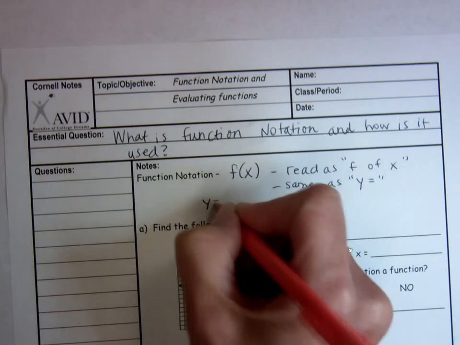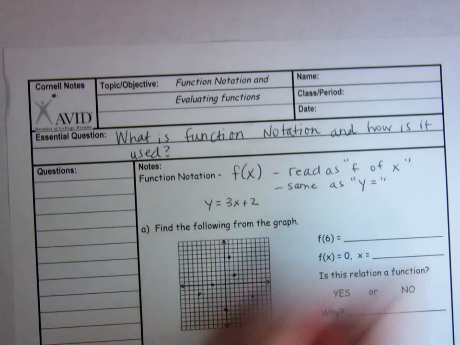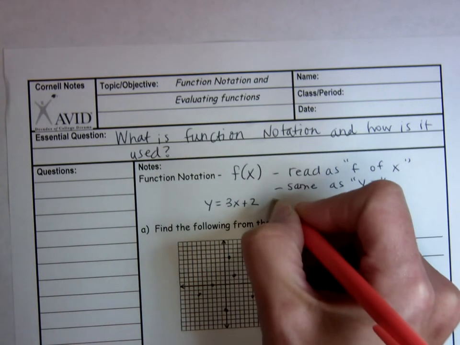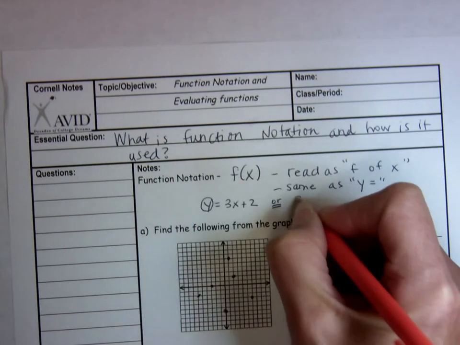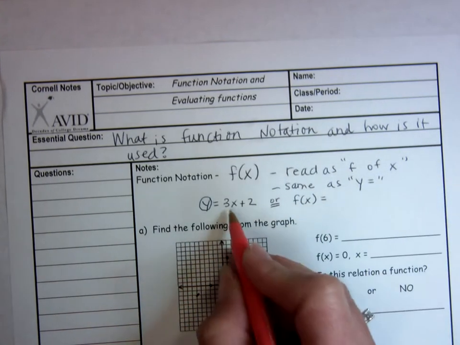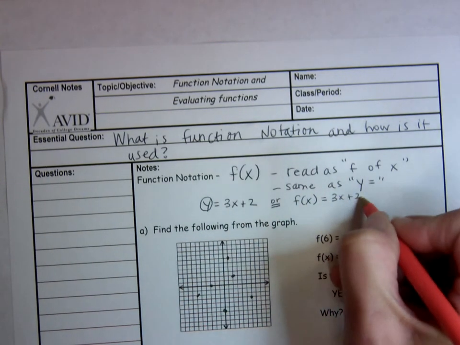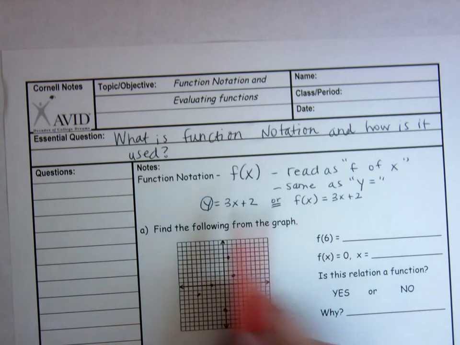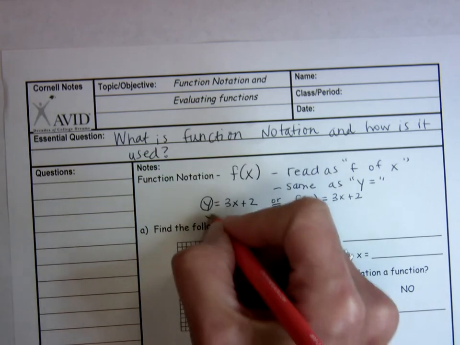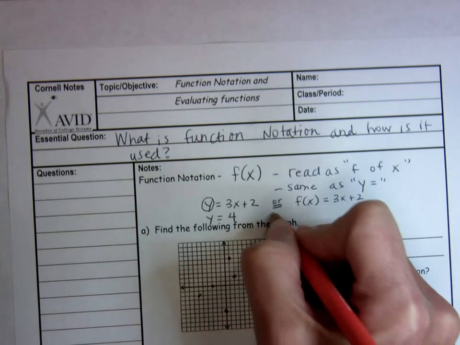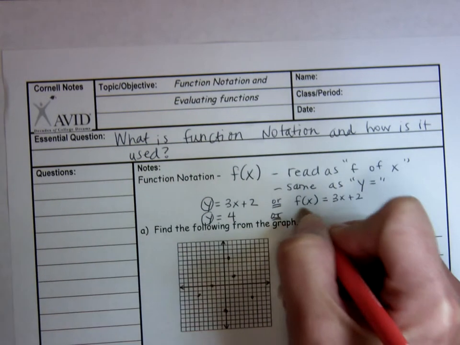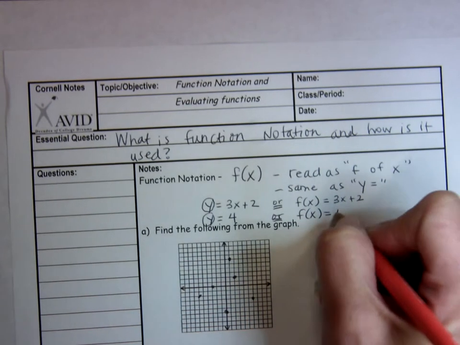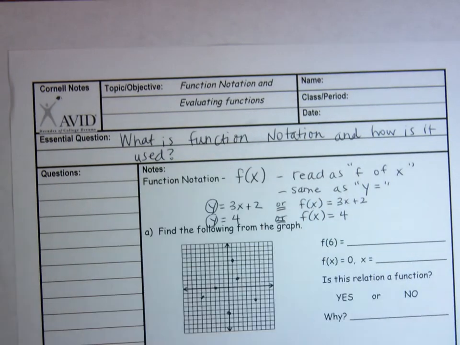So, if we had a function that was y equals 3x plus 2, we could also write this as, remember, the y can be replaced and we can put f of x in its place. Notice the function will not change. The only thing that changes is that the f of x is in the place of the y, because these are interchangeable. Another one might be y is equal to 4. Well, if we were to write that in function notation, then that y would be replaced with f of x. And so f of x equals 4 means the same as y equals 4.